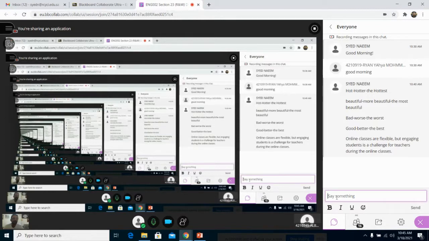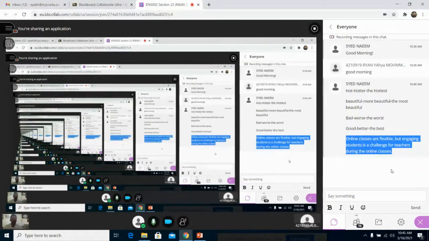Can you repeat the question, please? This is the sentence I wrote down. You can see I highlighted it. Online classes are flexible, but engaging a student is a challenge for teachers during the online classes. So is it a difference of opinion in this sentence or is it similar? Difference. Exactly. How do you find there is a difference in the sentence? The meaning is different between both, and the use of the word but.